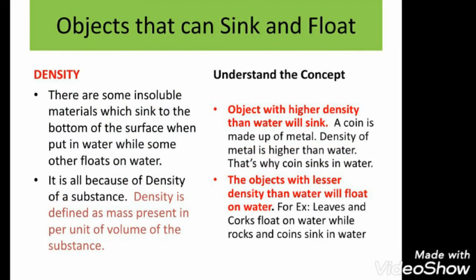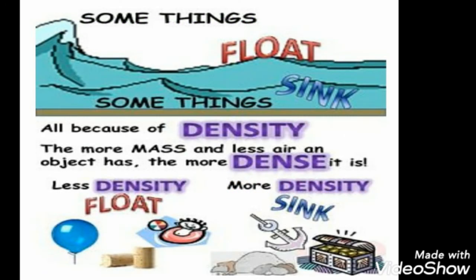Another property is density. Density is mass per unit volume. Density tells you whether the object will sink or float. The object having higher density than water will sink down, and the object having less density than water will float. Like if you have a coin made up of a metal, it settles down. On the other hand, wood has a lighter density than water, so it floats. Even plastic floats, even a balloon will float.